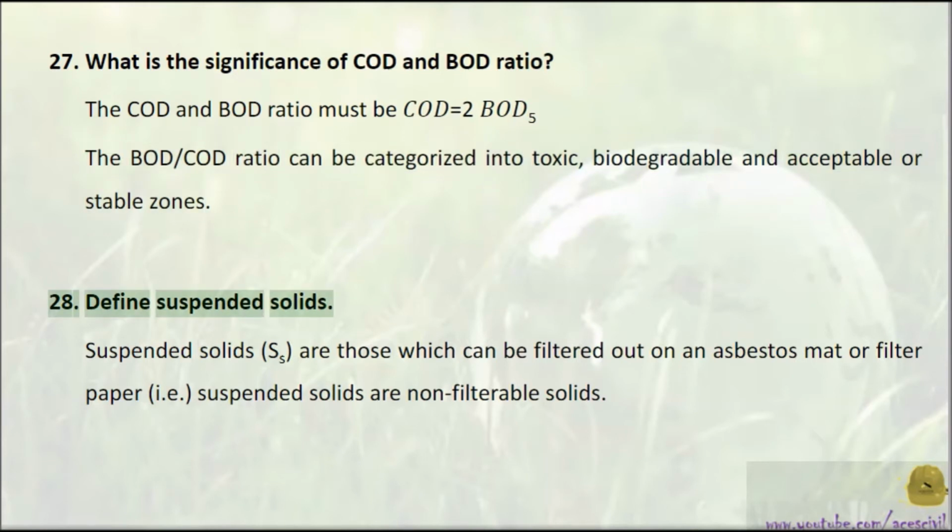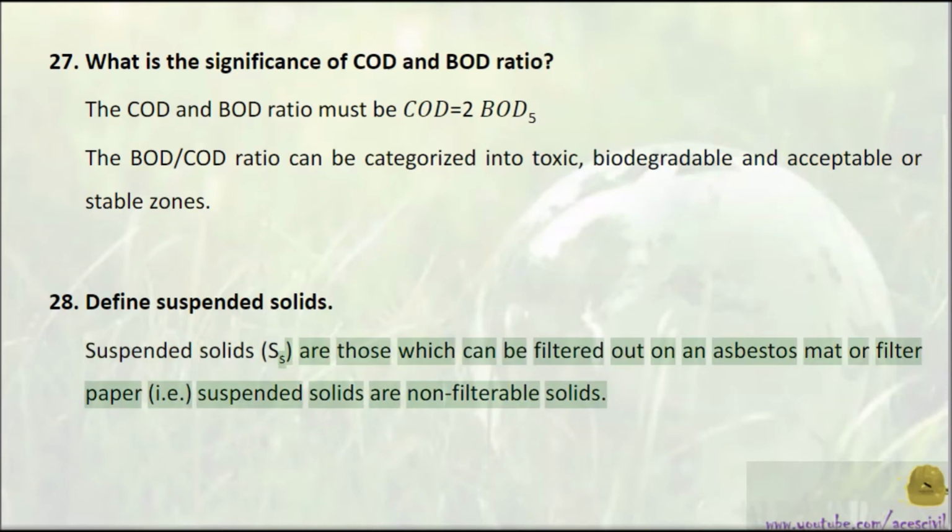Define suspended solids. Suspended solids, SS, are those which can be filtered out on an asbestos mat or filter paper, i.e., suspended solids are non-filterable solids.